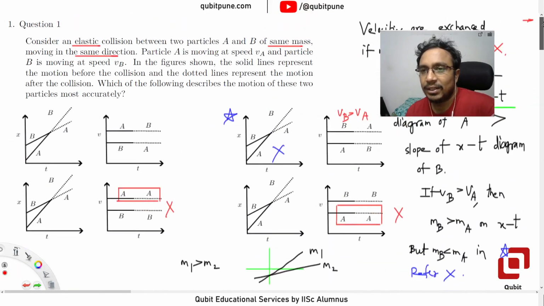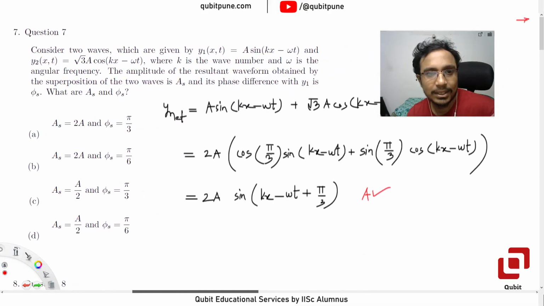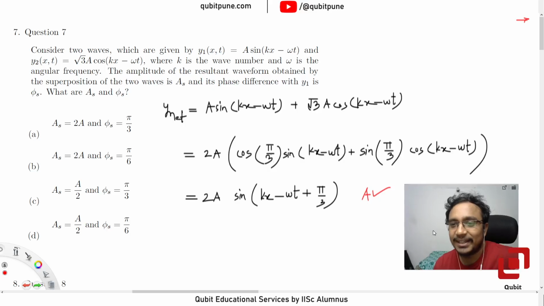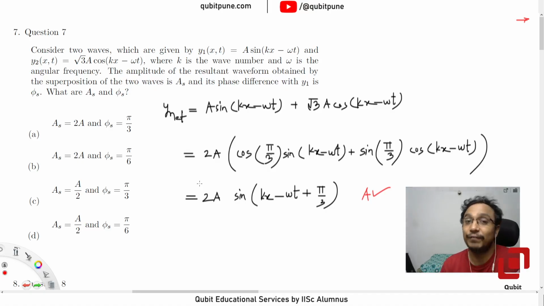All right, moving ahead. Question 7. Well, I again found this to be the brother of find the derivative of log of sin squared x with respect to sin x. Consider two waves which are given by y1 equal to that and y2 equal to that. k is the wave number, omega the angular frequency. The amplitude of the resultant waveform obtained by the superposition of the two waves is As. The phase difference with y1 is phi s. What are As and phi s?